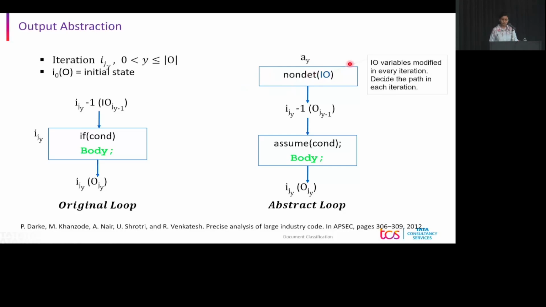So this is what we do in our abstract loop: for the corresponding iteration in the abstraction, we just give a non-deterministically assigned value. We just assign non-deterministically all the IO variables. So that allows the abstraction to execute that corresponding iteration of the original loop, right? So it's an abstraction, and it can generate these values. And we want to do this for every output of the loop, right?